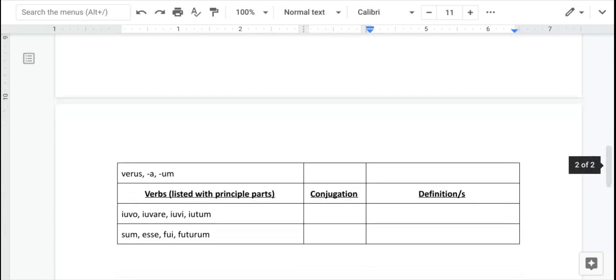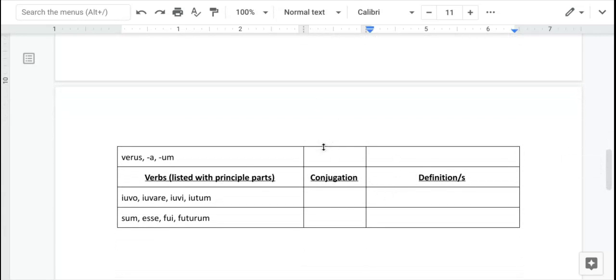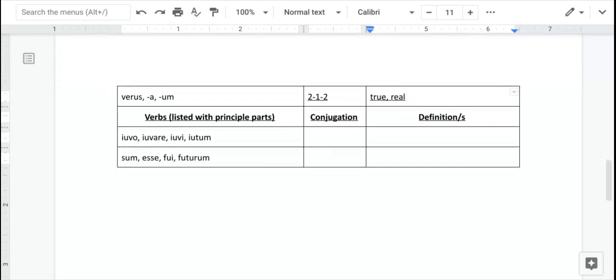All right, and one more. Verus, 212 adjective. Get the name Vera from this, and it means true or real. Okay, verify. If you verify something, you're making sure it's true. Veritable.